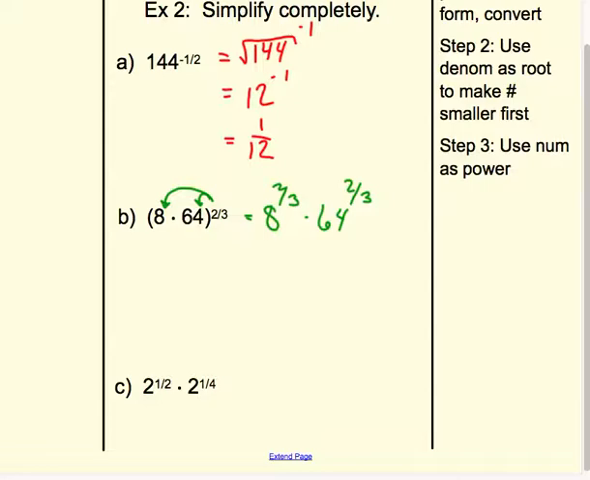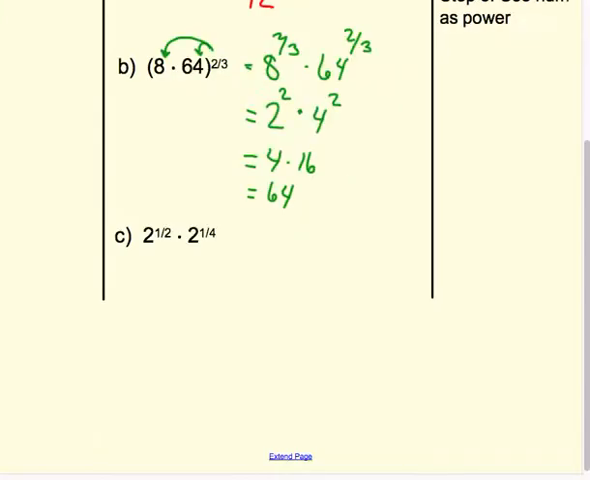Step 2, use the denominator as the root to make the number smaller. So looking at my first term here, I've got 8 with a root of 3, or a denominator of 3. So the 3rd root, or the cube root of 8, is 2. And then we haven't used our numerator yet, so I still have 2 squared. Same thing with our 64. The 3rd root, or the cube root of 64, is 4. And we have to use that power as a square. 2 squared is 4. 4 squared is 16. And 4 times 16 is 64.